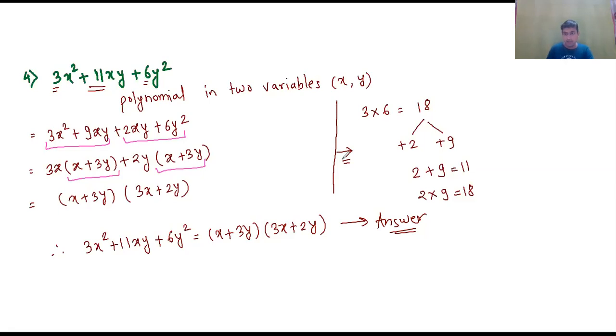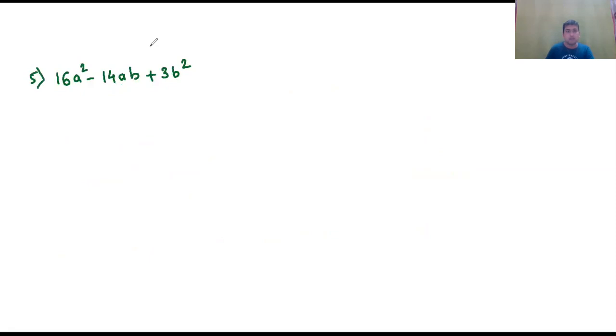Okay, let us see the last example of this type. Suppose it is given 16a square minus 14ab plus 3b square and you have to factorize this. So again 16 into 3, 48. You have to find the factors of 48 such that their addition should be minus 14.